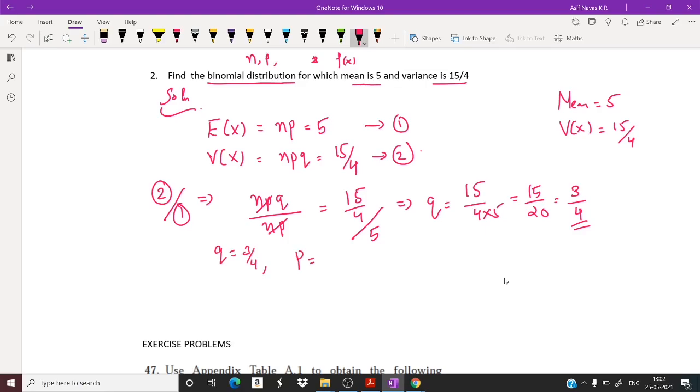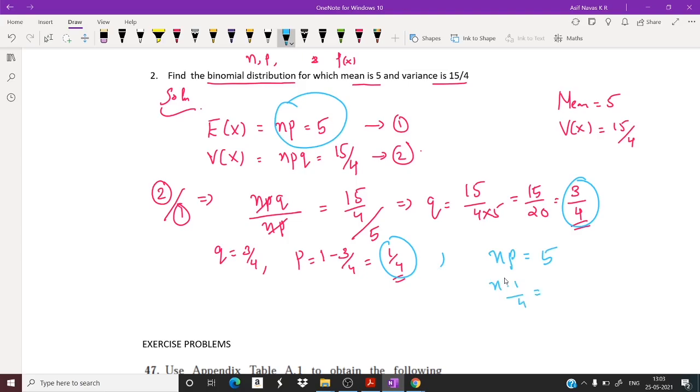Then what is P? 1 minus Q, right? 1 minus 3 by 4, that is 1 by 4. So if I know P and Q, and I know np, then I can get n, right? np equal to 5, and we know that p equal to 1 by 4. Then what is n? 20, right? 20. Good. So I got n equal to 20 and p equal to 1 by 4.